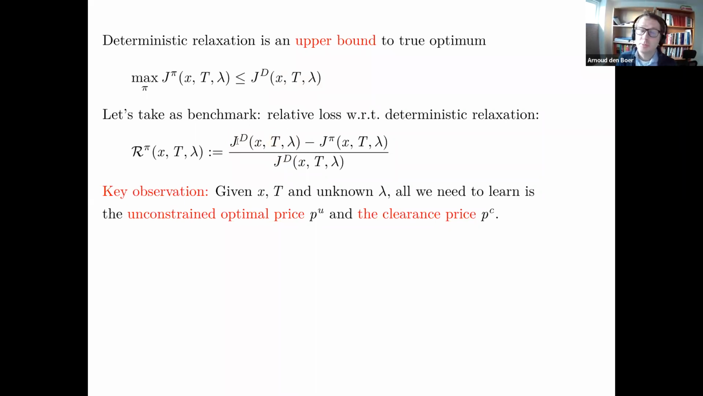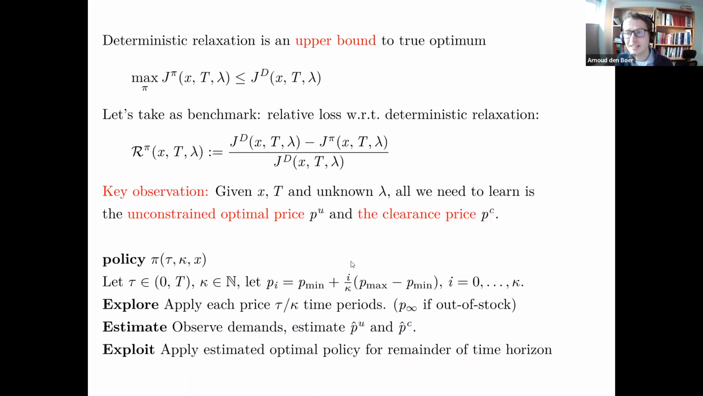Now, this is nice because that means that instead of some complicated policy, all we have to learn are two numbers: p^U, the unconstrained optimal price, and p^C, the clearance price. And that is much easier. That's one of the key observations in this paper. Of course, there's a lot more that's being done, but that is the key idea underlying how you learn this.